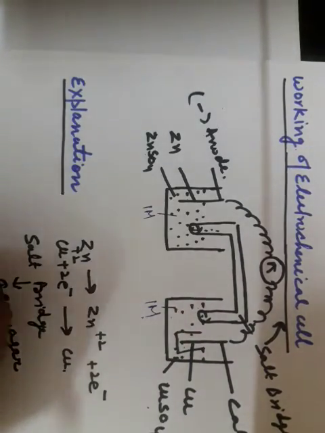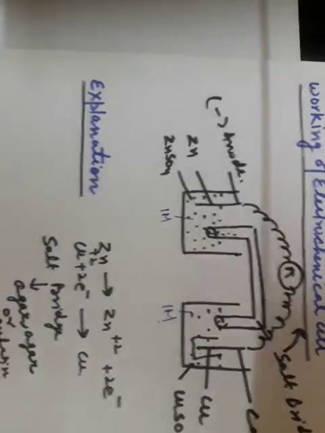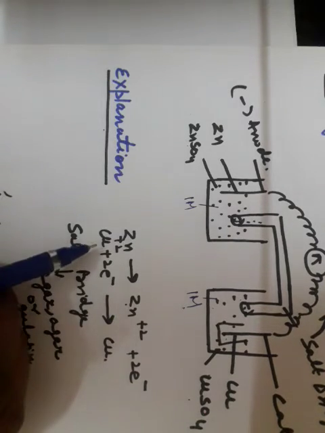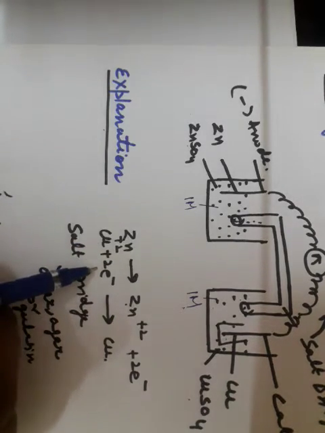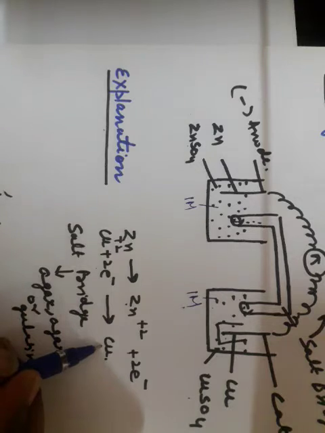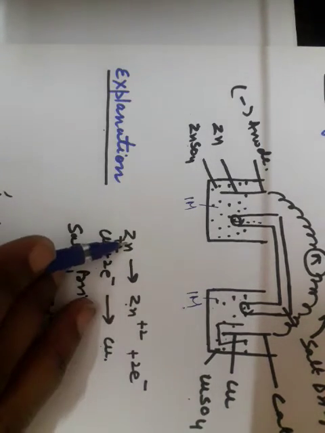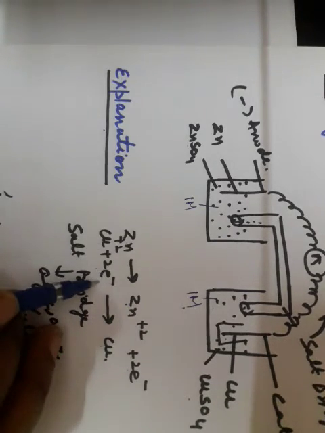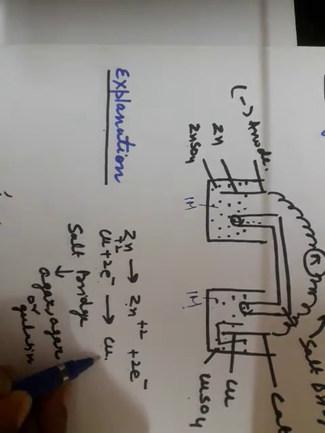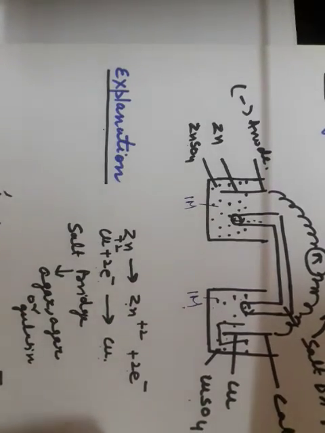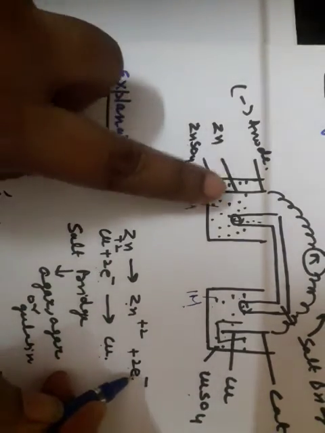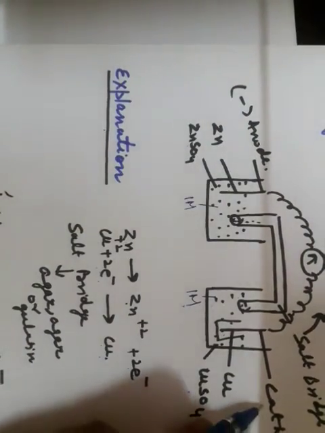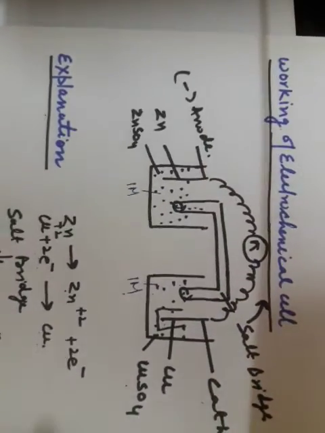See students, what happens here? Zinc loses 2 electrons and gets converted into Zn2+ ions, and Cu2+ ions gain 2 electrons and get converted into copper metal. So it is clear that zinc is oxidized by losing 2 electrons and copper is reduced by gaining 2 electrons. Where the loss of electrons is taking place, that rod is acting as the anode, and where the reduction takes place, the rod is called the cathode.